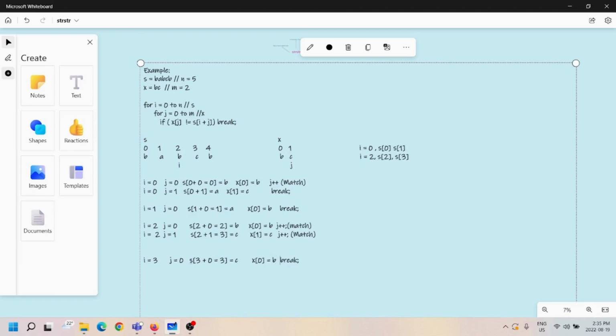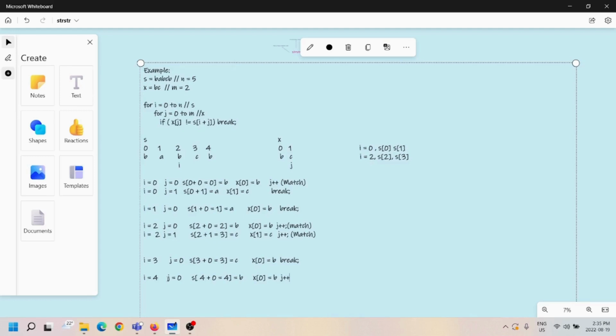Lastly, I of 4. That's the last possible place till which I can go, because I5 does not belong to S. It just goes from 0 to n minus 1. So J is going to be 0. S of 4 plus 0 is going to be 4. That's fine. And we got B, interestingly, and X of 0 is also B. We found the match. So we have J++.